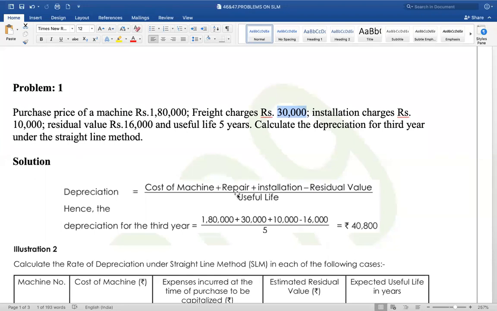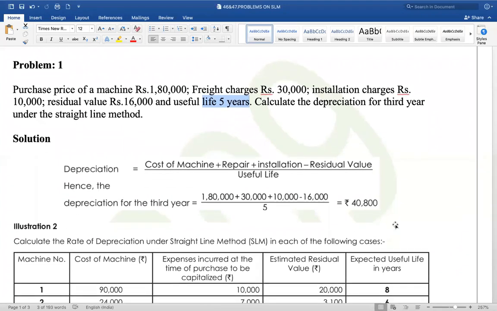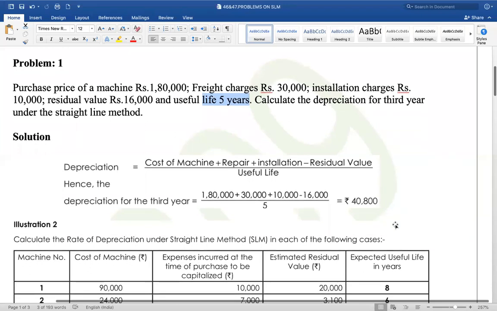Then you will get the total cost of the machine minus the residual value, the scrap value. 16,000 is the scrap value in this problem, and you are deducting 16,000, divided by the life of the asset or machine, 5 years, right? So 180 plus 30, 210, 210 plus 10, 220, 220 minus 16 divided by 5, 204 by 5, 40,800. This is the depreciation, not just for the third year, for every year it is the same.